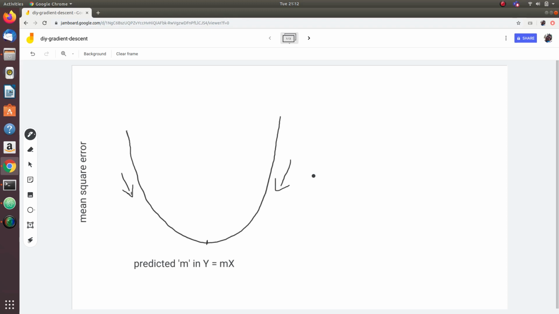So since we want to keep decreasing the value of the error, we just need to keep moving in the opposite direction of this rate of change of the error, which is nothing but the derivative, the gradient. And that's why it's called gradient descent. So now let's look at how to implement this simple concept in Python.